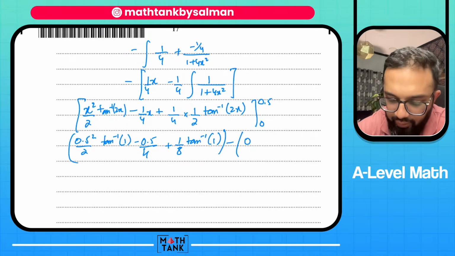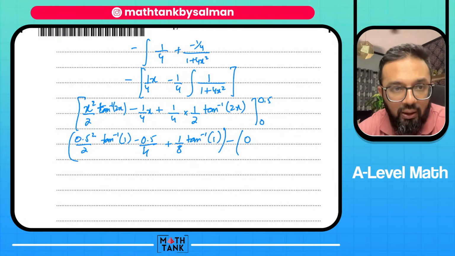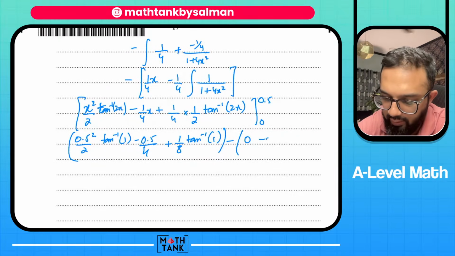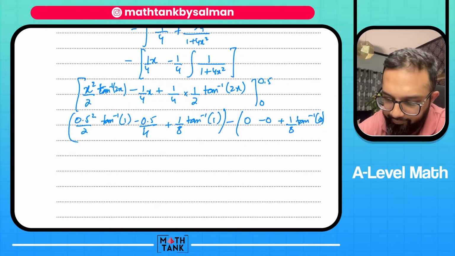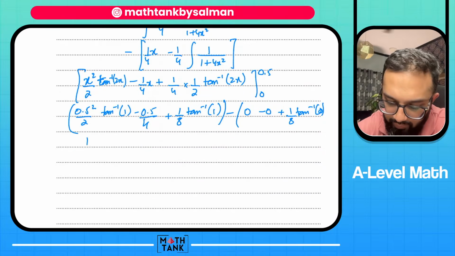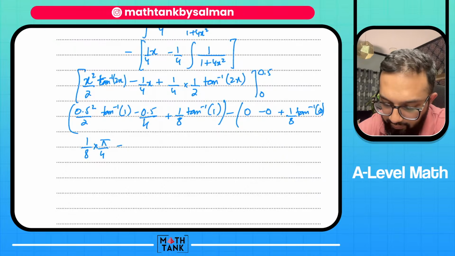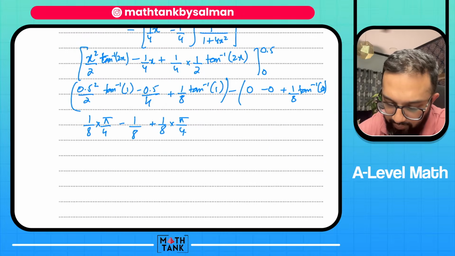This one becomes 0 because x squared will make everything 0. Then another 0, and then another 1 over 8 tan inverse of 0. So that's 1 over 8 into pi over 4, minus 0.5 over 4 is again 1 over 8. And that's 1 over 8 into pi over 4. So this is all 0.